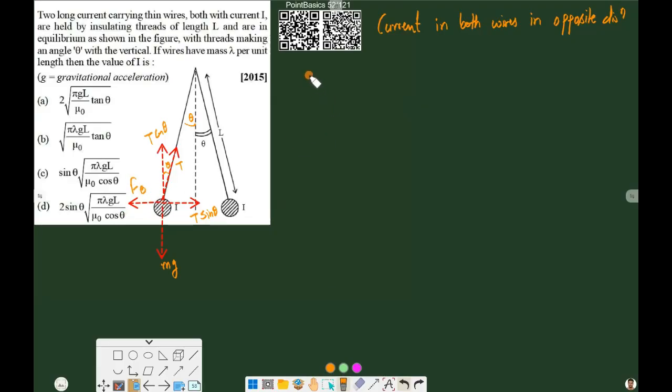So we can write that T cos theta is equal to mg and T sin theta is equal to magnetic repulsive force. And from these two we can divide both of these to find out tangent theta will be Fr by mg. Now first of all, let's find out this Fr, the repulsive force.